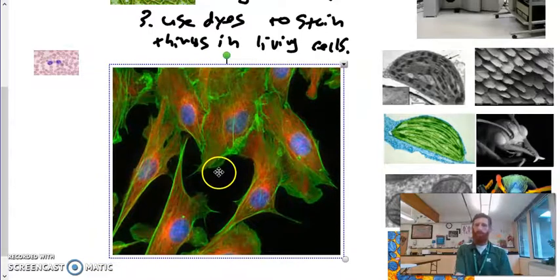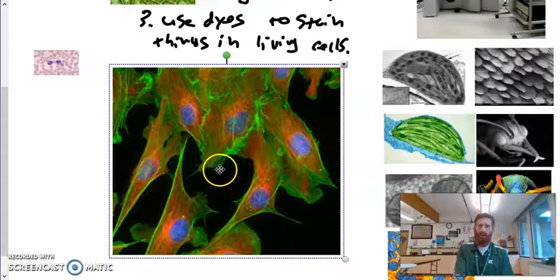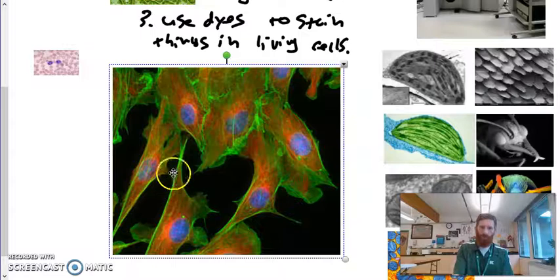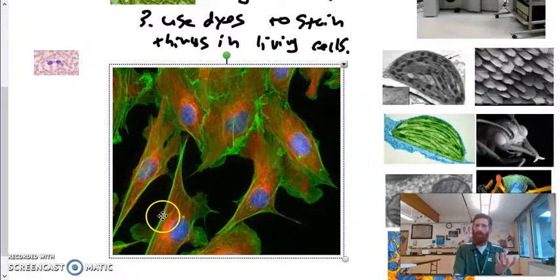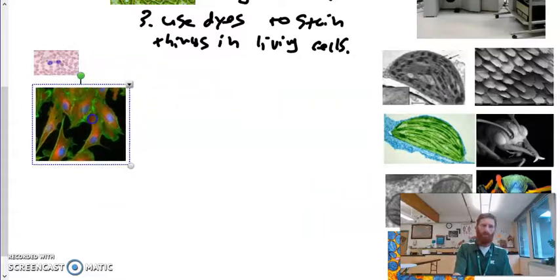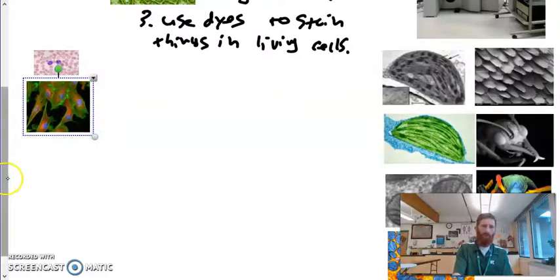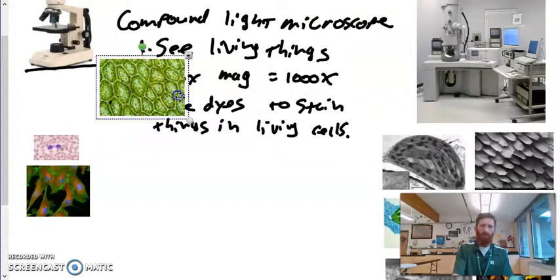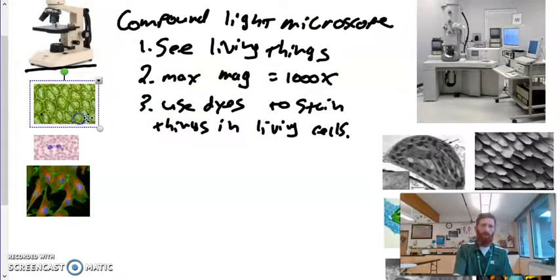And then here is an example of using fluorescent stains and dyes to stain things inside a living cell. So this green stuff right here is staining the lipids of the cell membrane. This red, you can see a little tinge of red, is staining the proteins of the cytoskeleton. And this blue or purple stuff right here is staining the nucleic acids of the nucleus. So those are some examples of different images that can be produced with the compound light microscope.